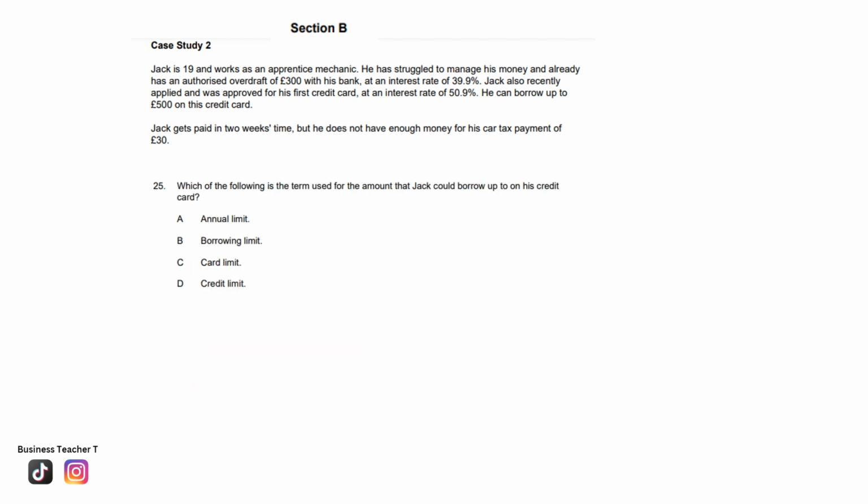Which of the following is the term used for the amount that Jack could borrow up to on his credit card? A. annual limit, B. borrowing limit, C. card limit, or D. credit limit? The answer is D. credit limit.